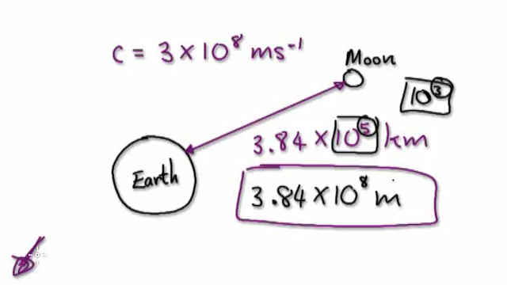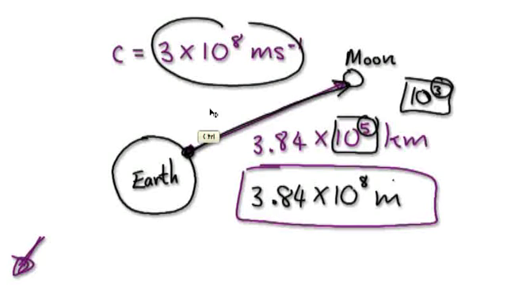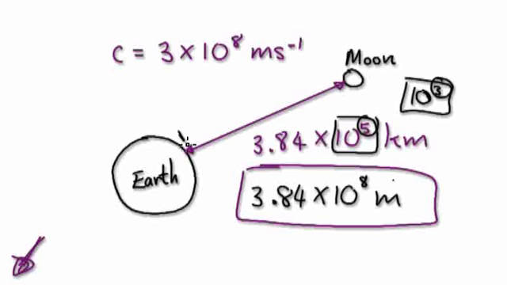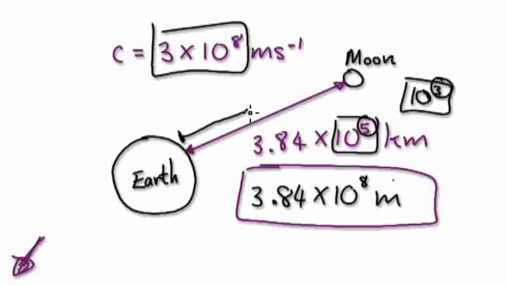So press pause and have a go. To do this, basically you have to get the distance here and then divide it by the speed of light. Because let's just imagine that we travel this distance in 1 second. In 2 seconds it would be here. In 3 seconds it would be somewhere over here.